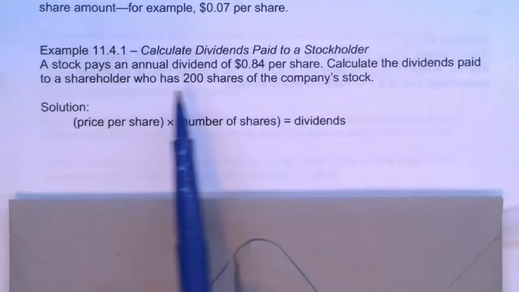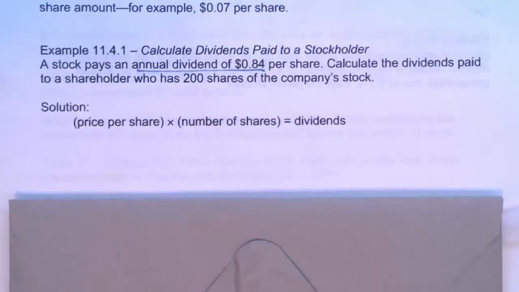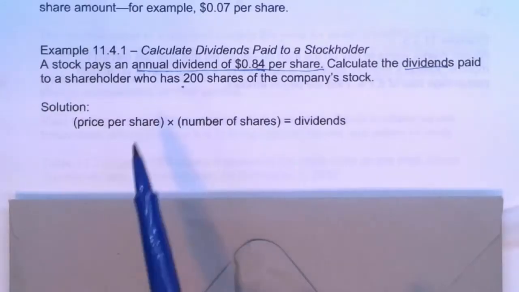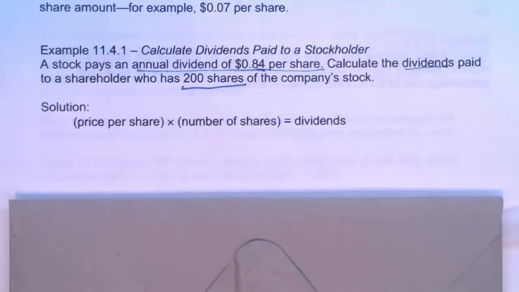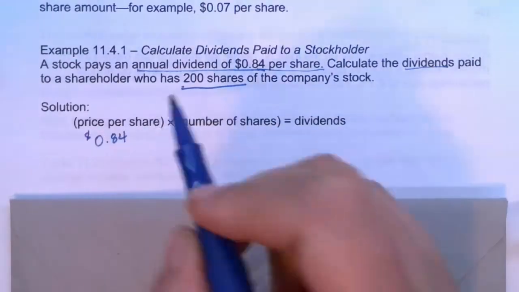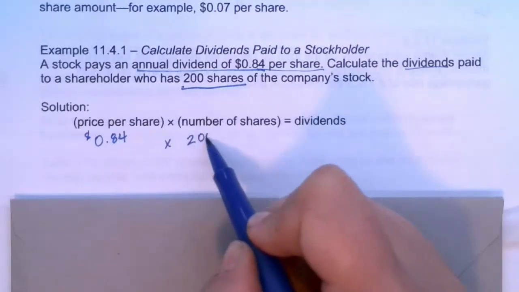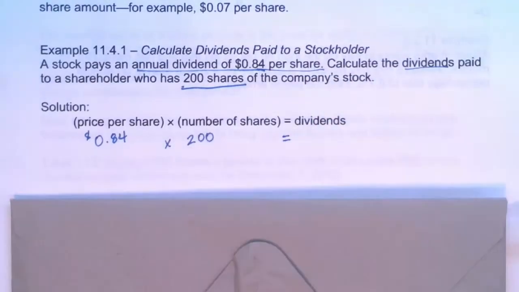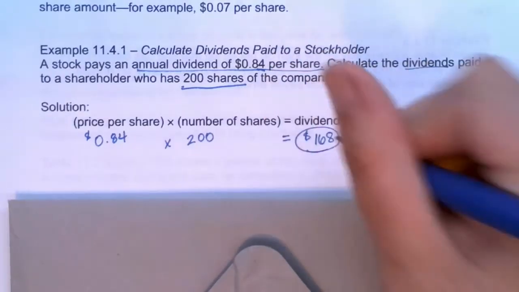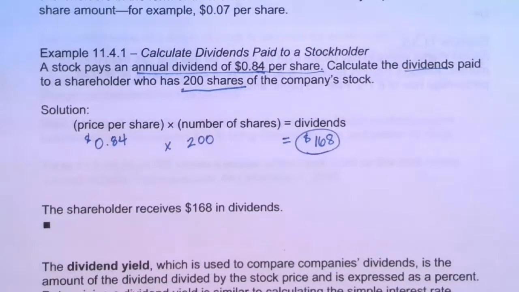So we have a stock that has an annual dividend of 84 cents per share, and we want to calculate the dividends paid to a shareholder who has 200 shares of the company stock. So our solution is going to be the price per share, which we said was $0.84, times the number of shares, 200, and that's going to be equal to the dividends. When we do that on our calculator, we get 168, and again this is dollars. So that means that the shareholder would receive $168 in dividends.